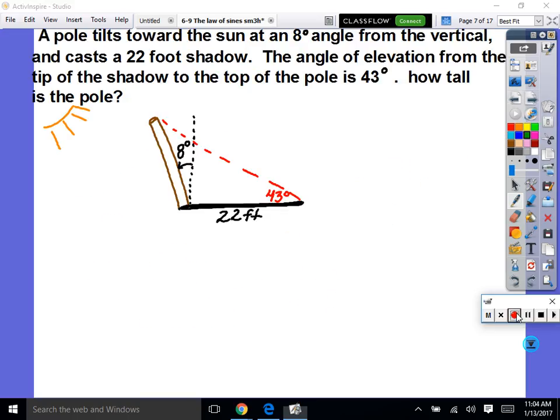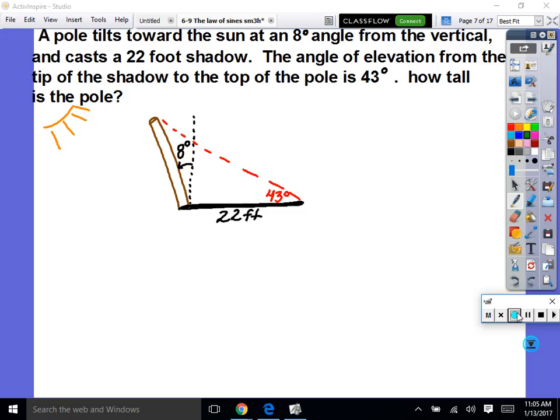This is one that could very likely be seen on an ACT because it is written as a word problem and you have to be able to decipher what's going on here. It says a pole tilts towards the sun at an 8-degree angle from the vertical. It says away from the vertical, so we have this picture here. Here's my vertical, correct? Vertical's up and down. It's tilting away by 8 degrees.